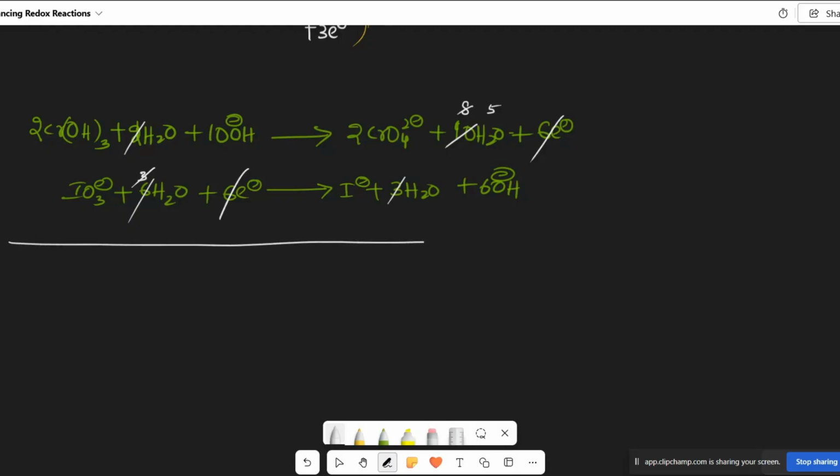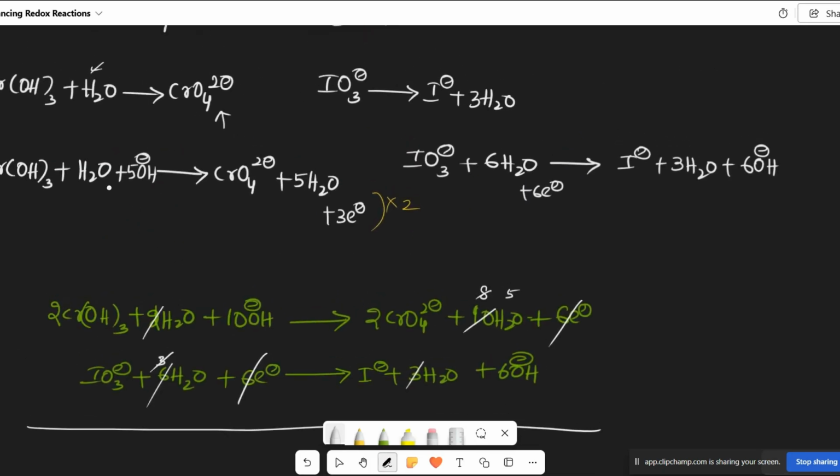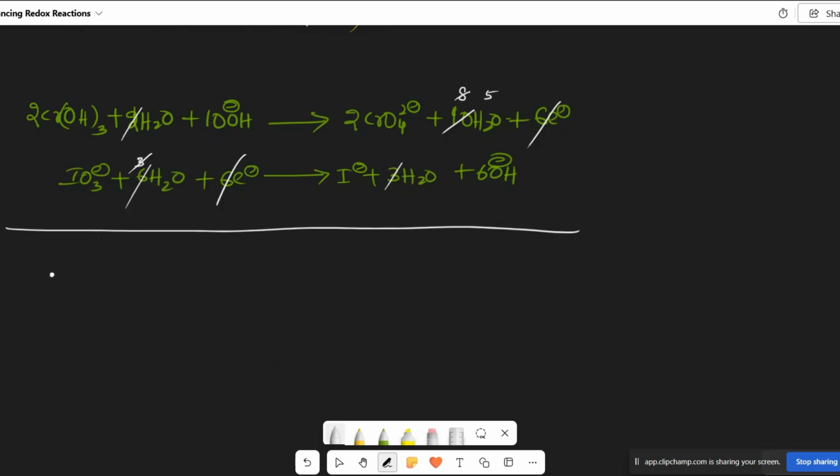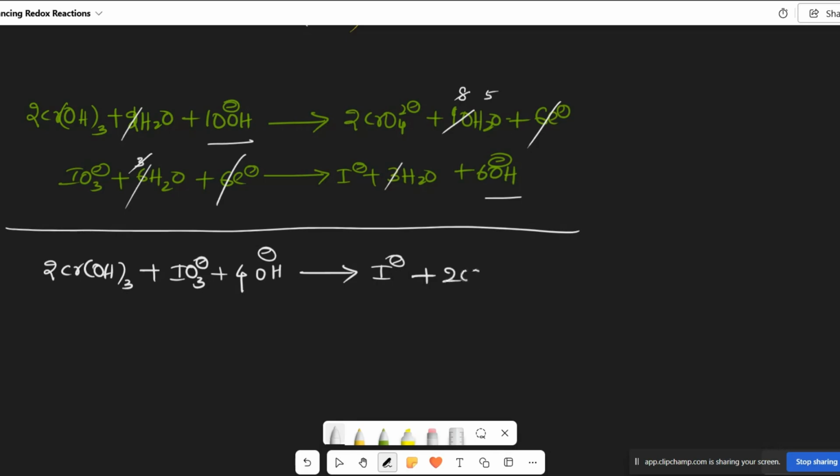Fine. So I hope you have understood it. Or else, you can cancel it out over here itself. It will be easy for you. No need to worry about that. 2CrOH plus IO3 negative plus how many? Like here 10 OH negative, 6 OH negative means 4. And here it will be I negative plus 2CrO4 2 negative plus 5H2O. Thus, this is our balanced equation.